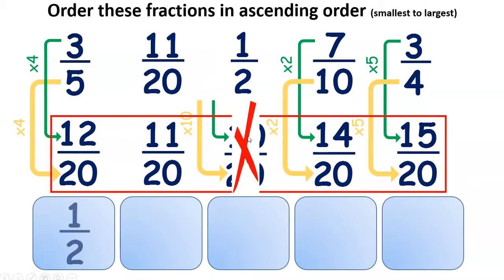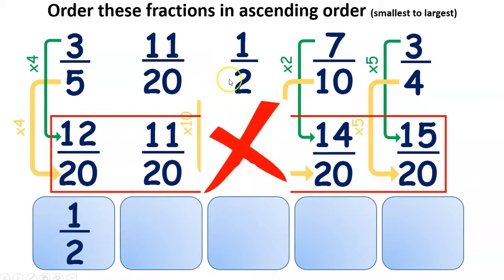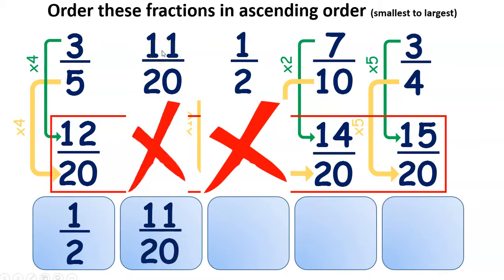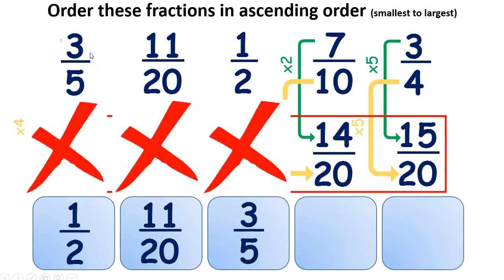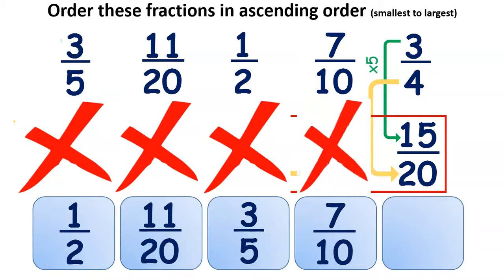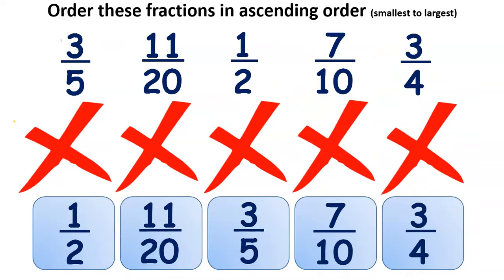Well, 10 over 20 is my smallest, but I'm going to write it as it is originally given to us, as a half. My next smallest is going to be 11/20, and that will stay the same because it was originally given to us as 11/20. The next smallest is 12/20, but I'm going to write it as 3/5. And we continue, 7/10 will be the next smallest, and 15/20, which is 3/4.